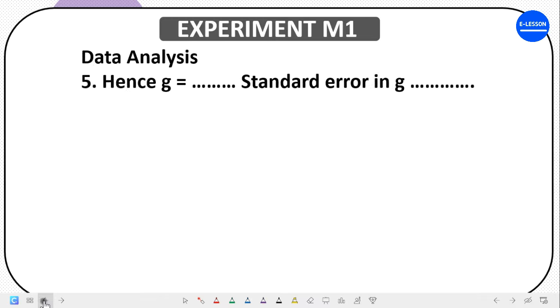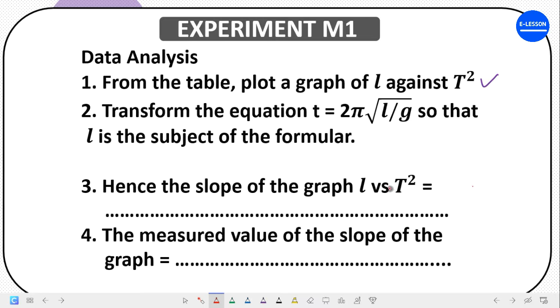We'll come back to this place now. In place of this L versus T², what we are going to put here is g over 4π². You get the point now, right? Now, we'll come back.